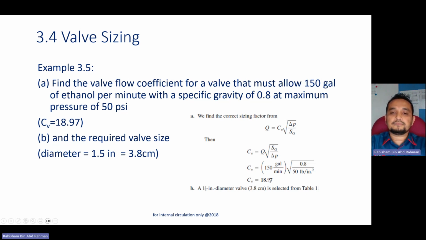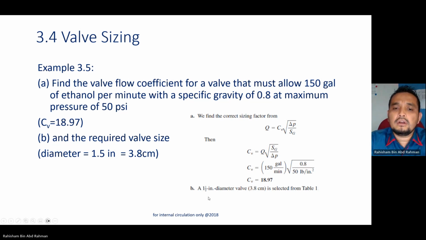Now we know we have valve flow coefficient 18.97. Q is the flow. What is the flow? 150 gallons per minute. So we perform these calculations, mind the units here, gallons per minute, and then to identify the required valve size, it is actually 1.5 diameter. So have a look here.